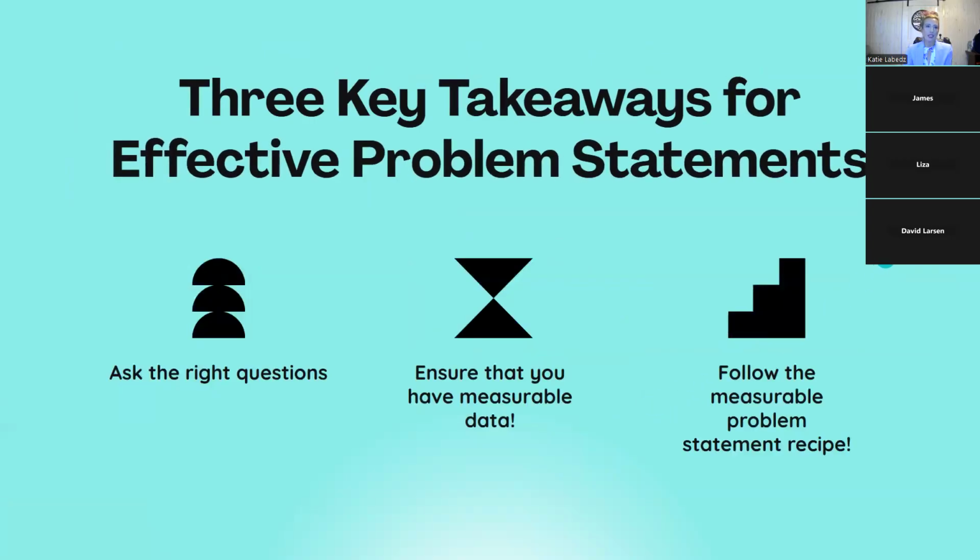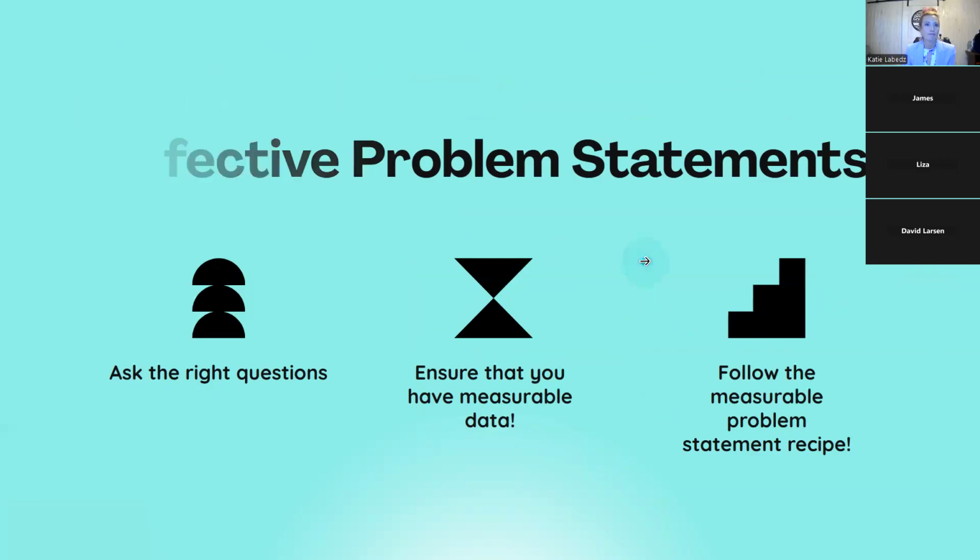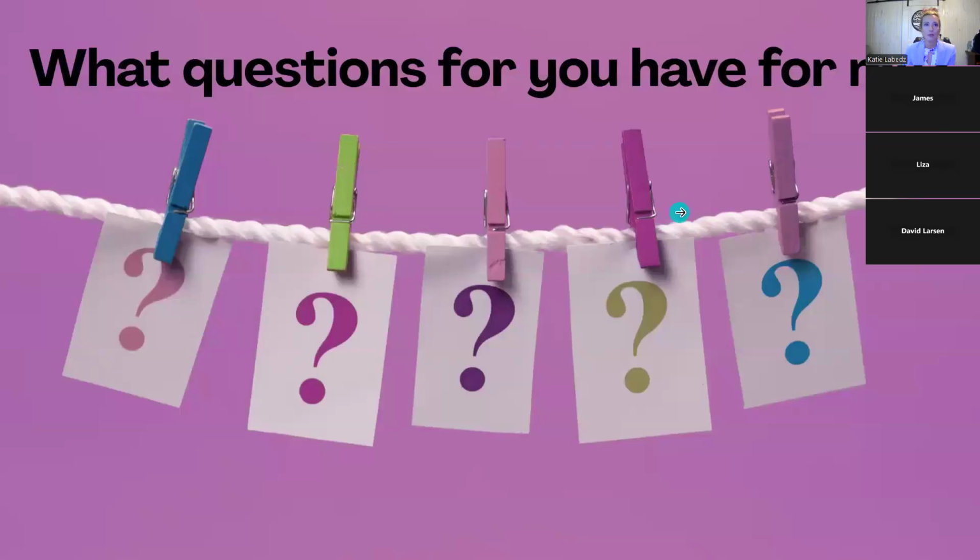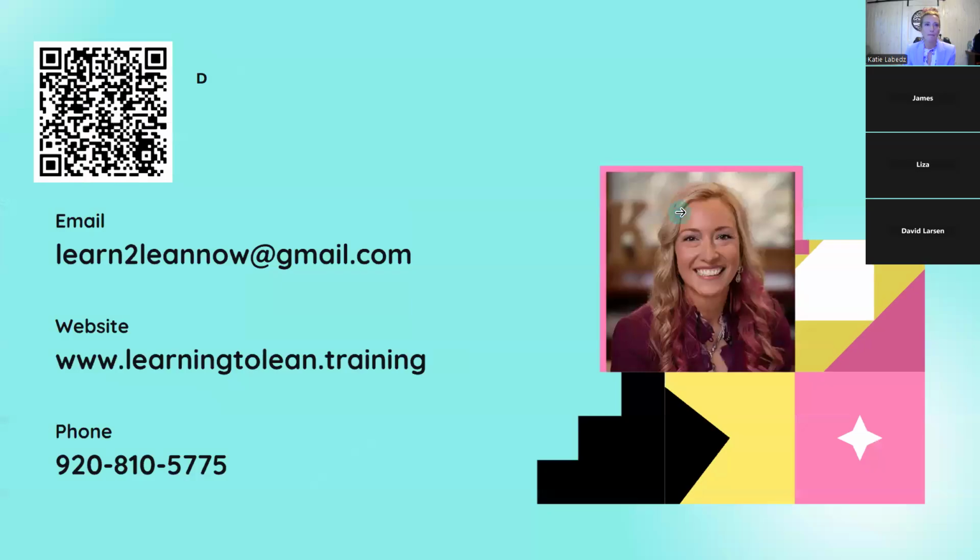So 3 key takeaways for effective problem statements. Number 1, ask the right questions. Number 2, ensure you have measurable data. And number 3, follow the measurable problem statement recipe. So, what questions do you have for me?